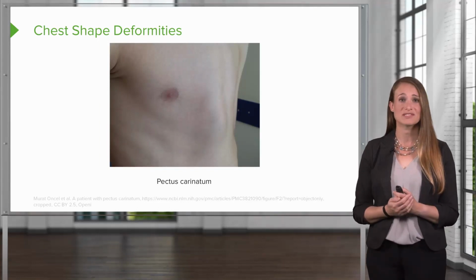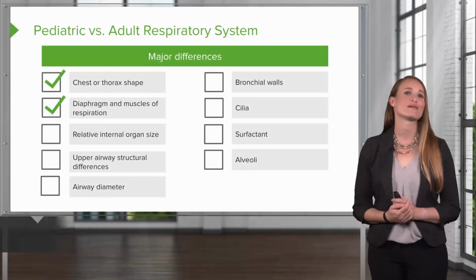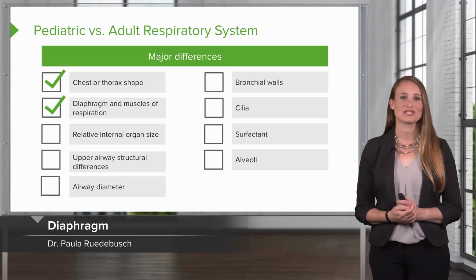Here's a patient with the opposite deformity called pectus carinatum. In this case, the chest wall is going to jut out into a convex shape. This happens because of unusual growth of the rib and sternal cartilage. This condition usually does not impair the cardiac and respiratory function because it's not really infringing on any chest wall space. Now let's talk about the diaphragm and the muscles of respiration.